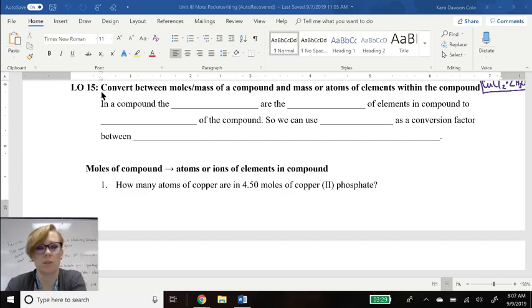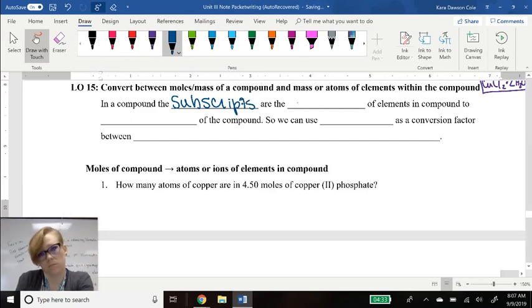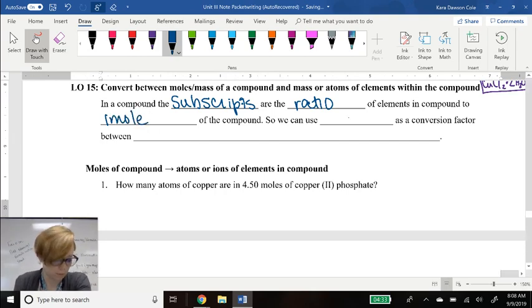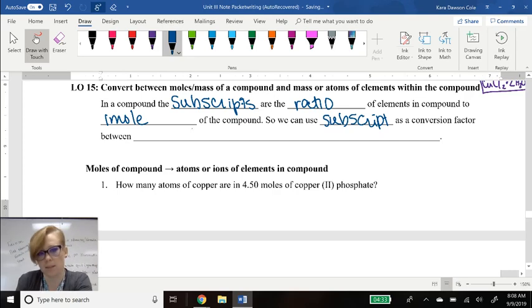Learning objective 15 is to convert between moles or mass of a compound and mass or atoms of elements within the compound. In a compound, the subscripts are the ratio of elements in a compound to 1 mole of the compound. So we can use the subscript as a conversion factor between the elements and the compound.